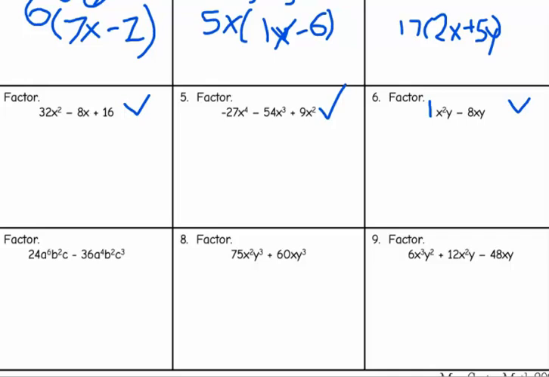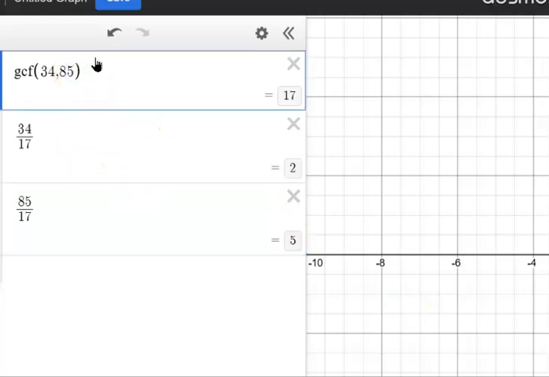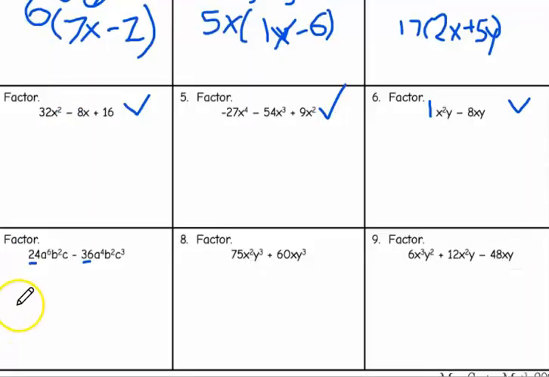Alright, let's do something like this. So this one, 24a^6b^2c minus 36a^4b^2c^3. It looks overwhelming, but you take it one step at a time. Start with the numbers. So find the GCF of 24 and 36. The GCF is 12. So we take the 12 out.